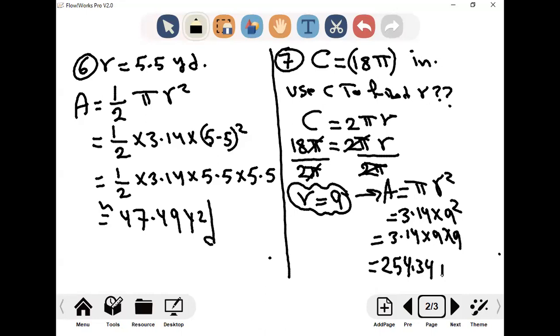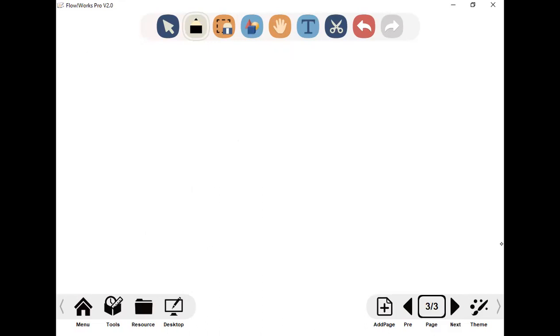254.34 inches power of 2. Is this clear? That last one, question 8. Also, we have the circumference equal 34 pi meters. This is the circumference. The value of C is 34 pi.